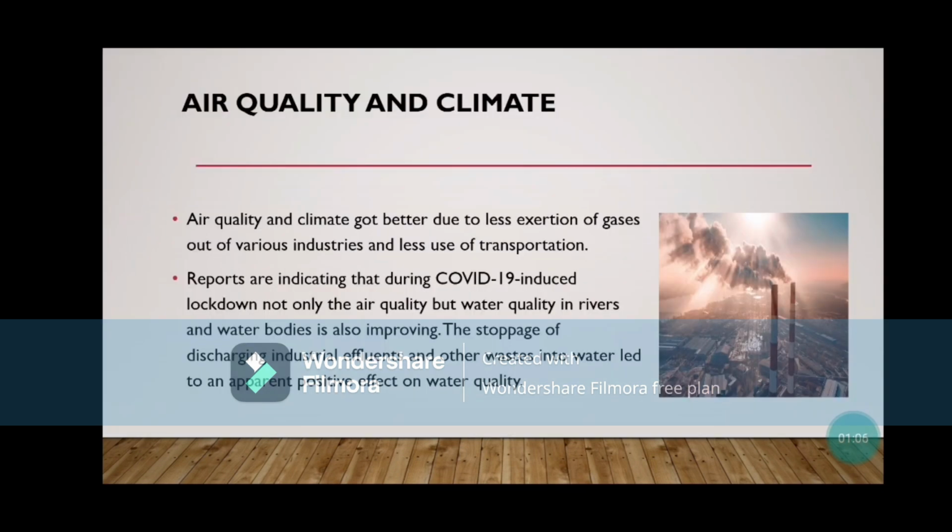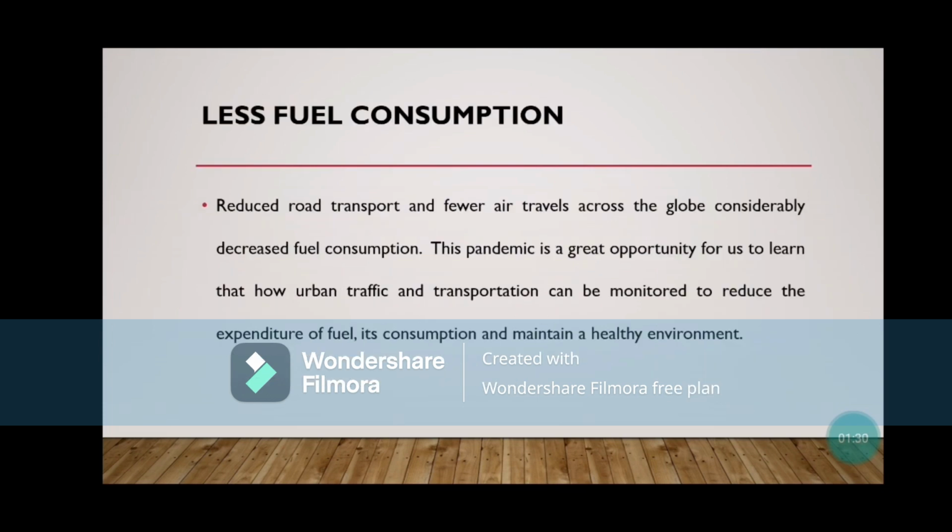Let's talk about air quality and climate. Air quality and climate got better due to less exertion of gases out of various industries and less use of transportation. Reports are indicating that during COVID-19 induced lockdown, not only the air quality but water quality in rivers and water bodies is also improving. The stoppage of discharging industrial effluents and other wastes into water led to an apparent positive effect on water quality.